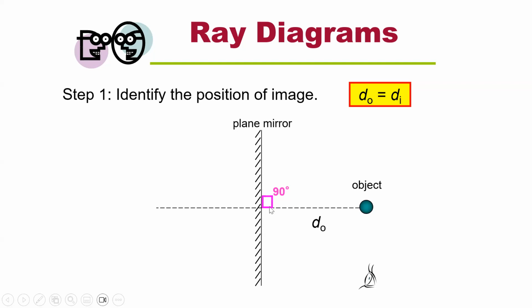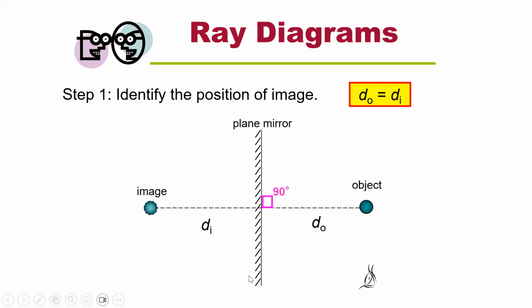Okay, equal distance. Measure this distance, DO, distance of object. It should be equal distance to the image. So DO must be equal to DI, image distance. And then you draw your image. Your image will be the same size, same shape, but it's in dotted line because it's virtual.